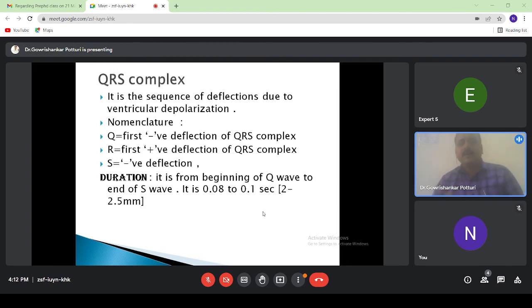Q wave, it is the negative deflection of the QRS complex. R wave, the first positive deflection of the QRS complex. S wave, the negative deflection of the QRS complex. Duration, it is from the beginning of the Q wave to the end of the S wave, it is 0.08 to 0.1 second, 2 to 2.5 millimeter.